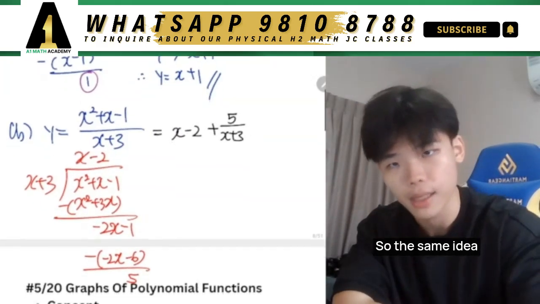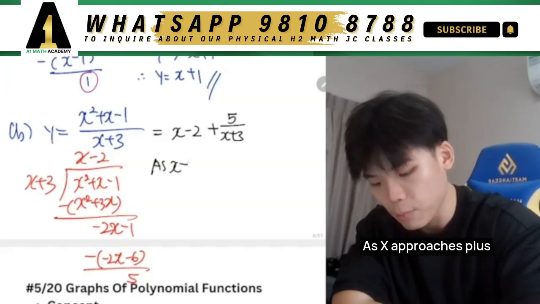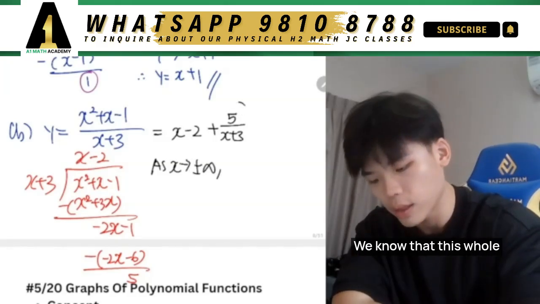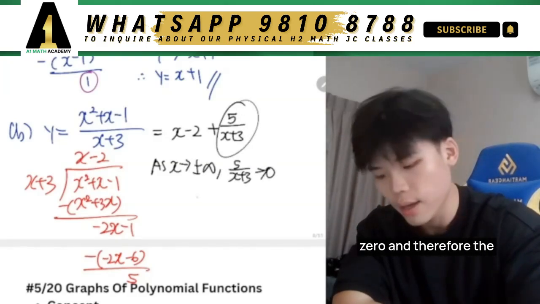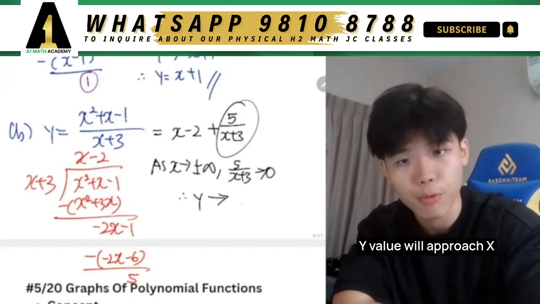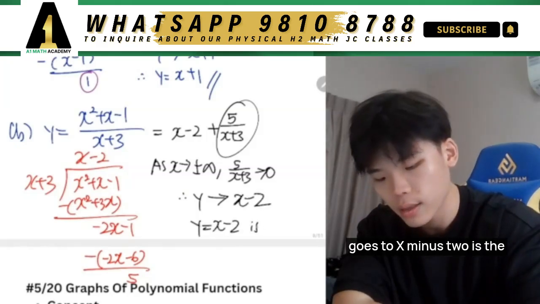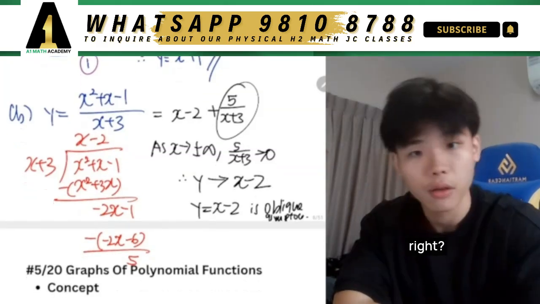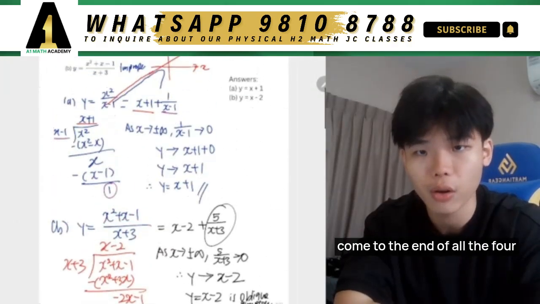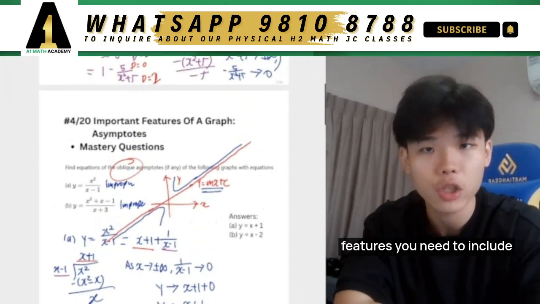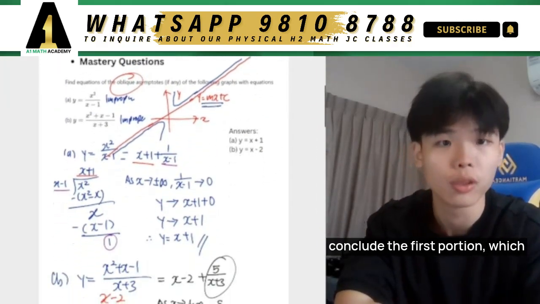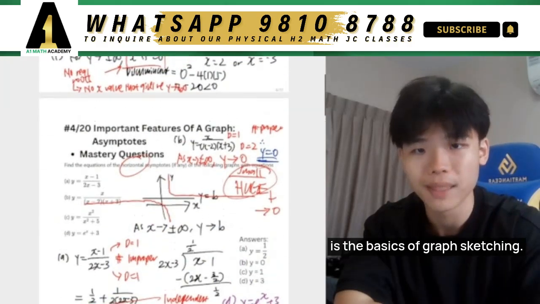The same idea behind this as before. As x approaches plus or minus infinity, we know that this whole fraction here will approach 0. And therefore, the y value will approach x minus 2. And therefore, y equals x minus 2 is the oblique asymptote equation. Right? And with that said, we have come to the end of all the 4 features you need to include when drawing a graph, and we conclude the first portion, which is the basics of graph sketching.